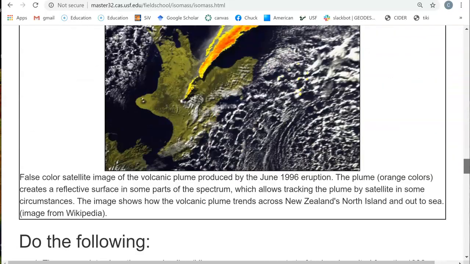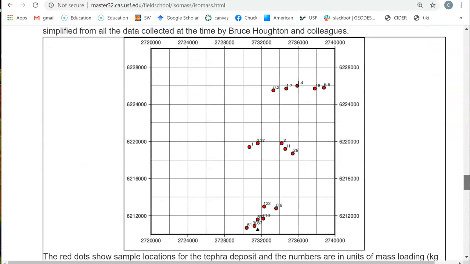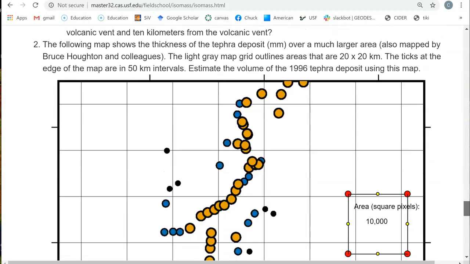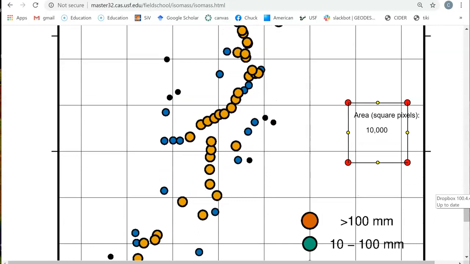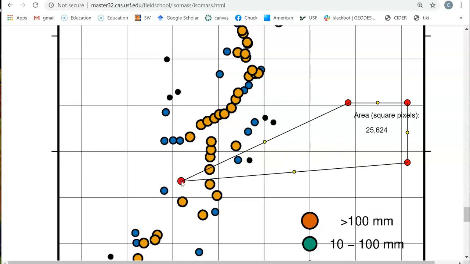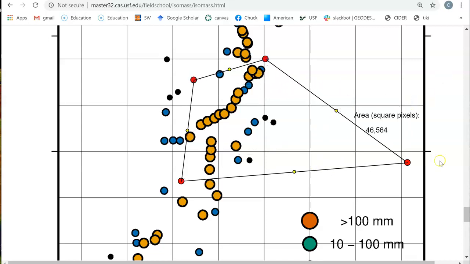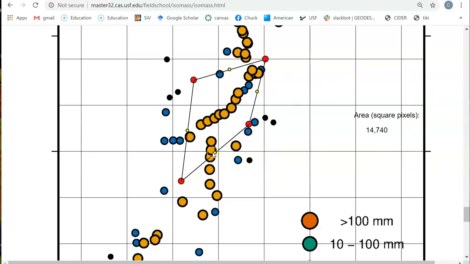And that involved quite a lot of computation. And so we developed some tools to help them with computation, like this one. This is a bubble map of the thickness of volcanic ash that accumulated on the ground after an eruption in New Zealand. And they could drag around a tool and determine the area enclosed by specific parts of the deposit based on the thickness of the deposit.